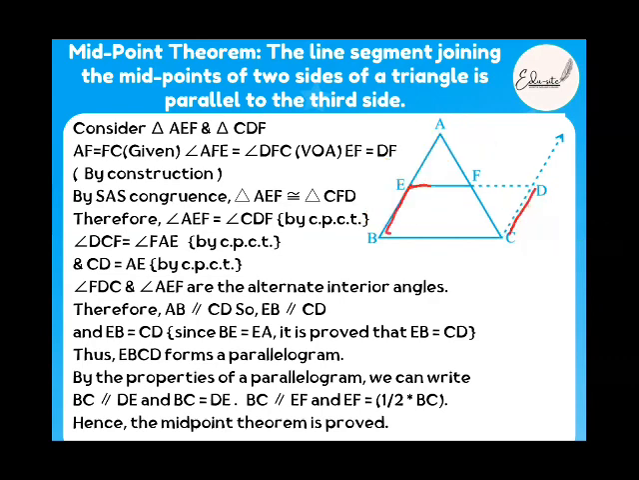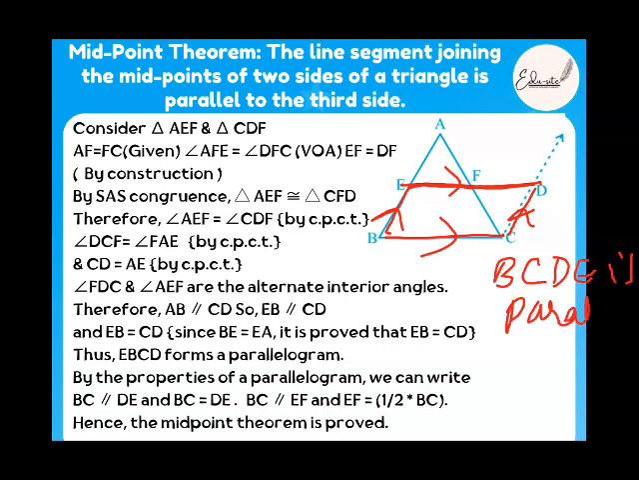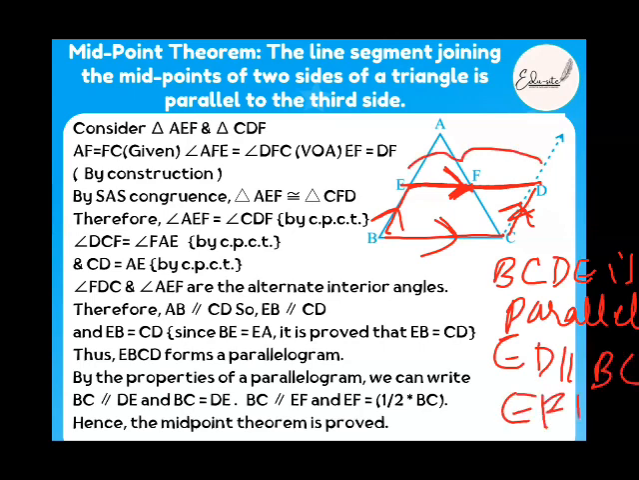But we also already know from the construction that ED is equal to PC. This and this are equal, this and this are equal. So in a parallelogram, opposite sides are equal. So PCDE is a parallelogram. This we have just proven. If it is a parallelogram, then the opposite sides are parallel as well. So ED is parallel to BC. Or we can write, EF is parallel to BC. This is the first thing that you have to prove in a midpoint theorem.